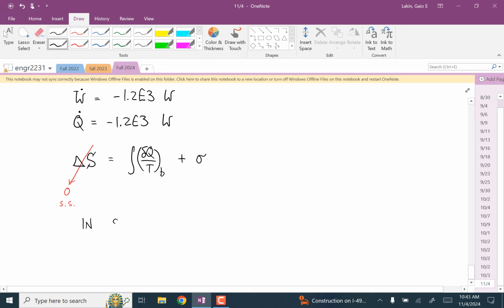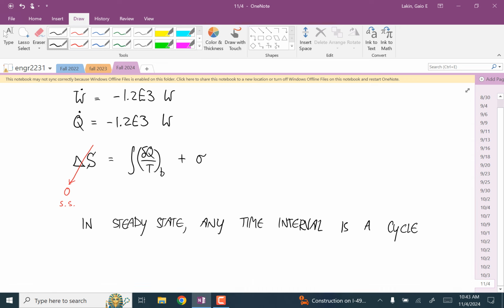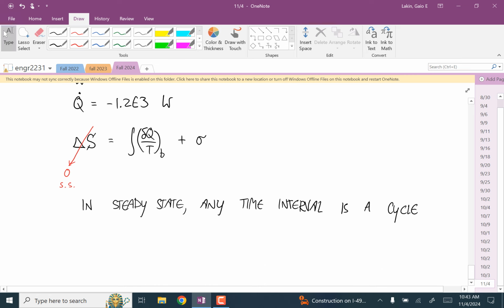So in steady state, any time interval is a cycle. A cycle just says the properties return to the same value. All the properties return to their starting value. Well, in steady state, they always stay the same value. So does that make sense to you? Let's just use 1 second.